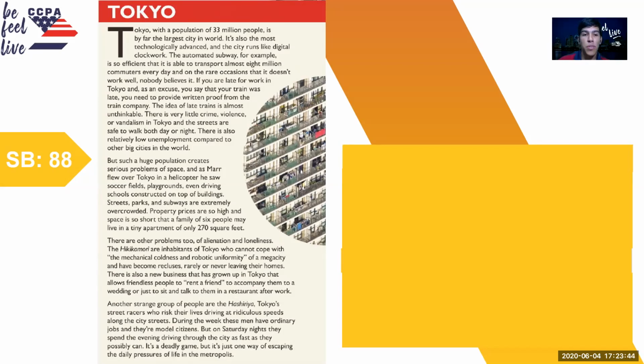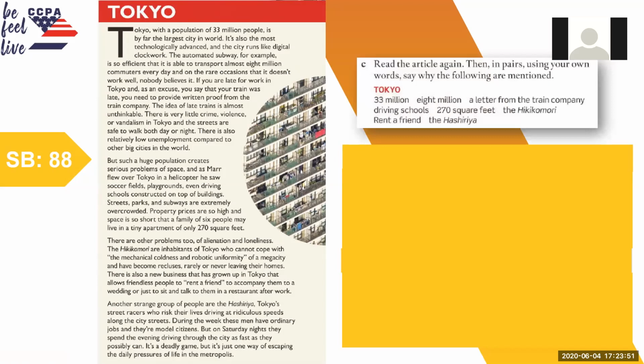Perfect. Thank you so much for being brave and reading. So now let's go to activity C. It says, read the article again. Then in pairs, using your own words, say why the following are mentioned. So we have Tokyo and we have some expressions that we read in this text, and we have to remember what they mean. For example, 33 million. What is mentioned about this number in the text? Who would like to say?